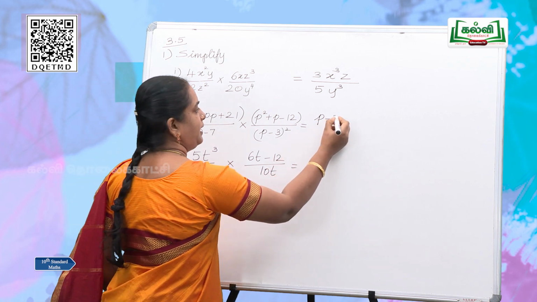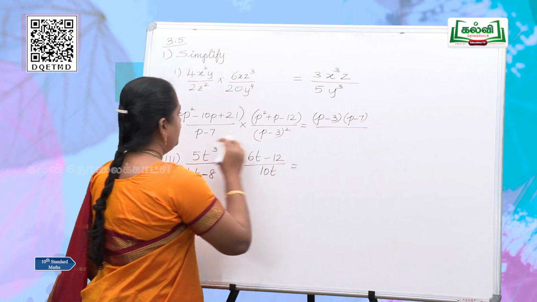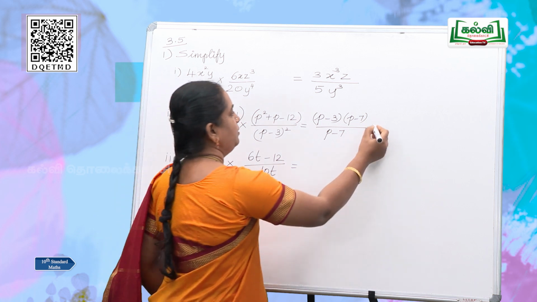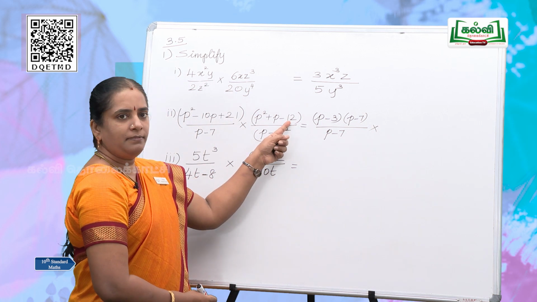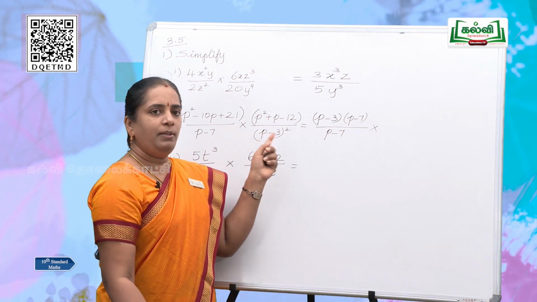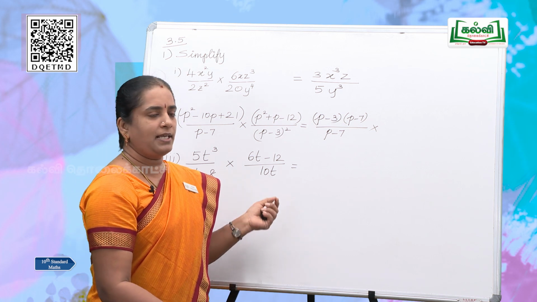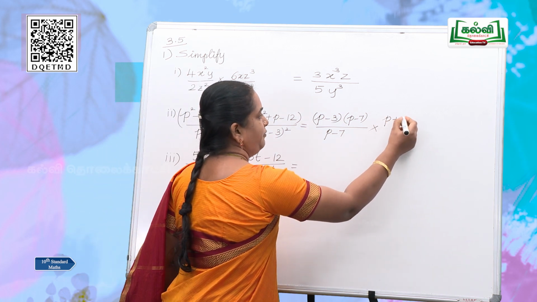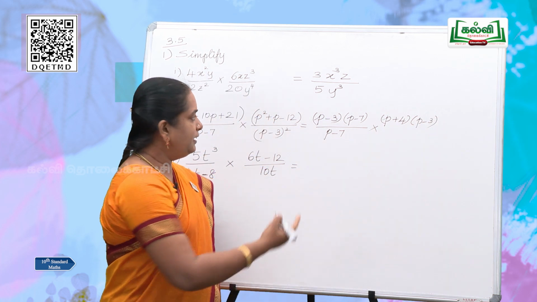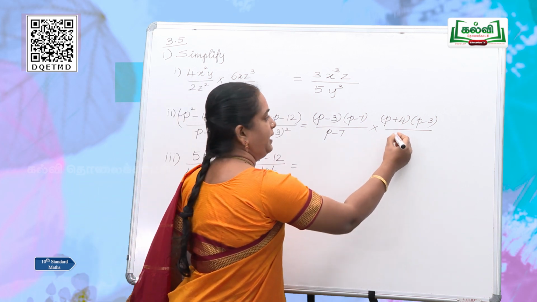So, p minus 3 into p minus 7, divided by the denominator, which remains as p minus 7 into this, which can be split as product 12 and sum 1. As the product is negative, we think of numbers whose difference is 1. That means we factorize as p plus 4 into p minus 3. The denominator has p minus 3 the whole square, which is already factorized.